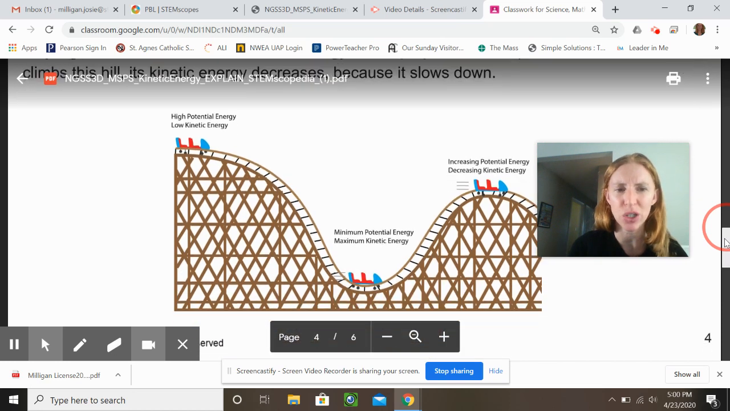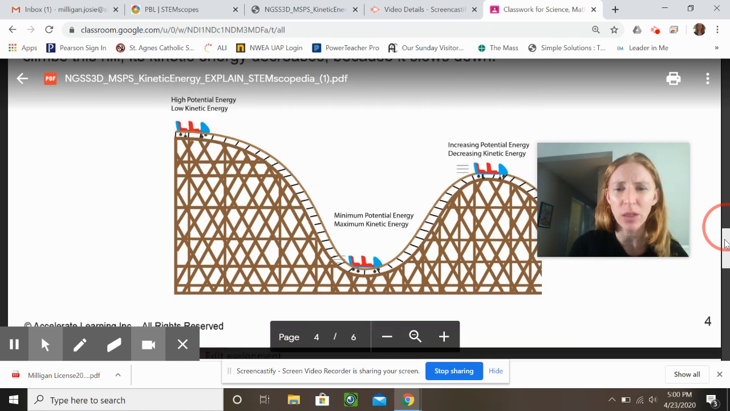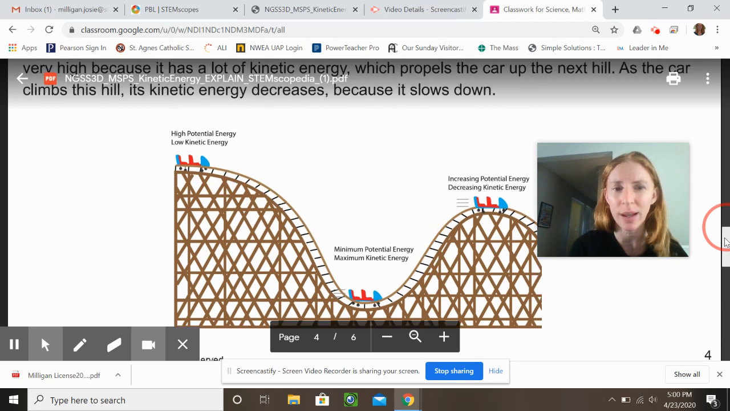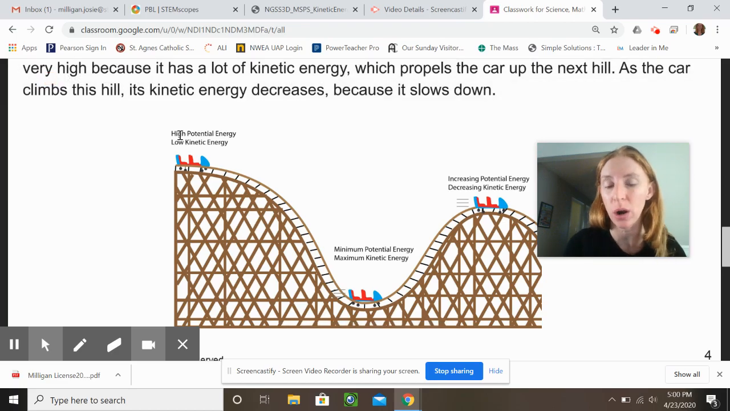So here's the image that we wanted to show you. And when we're talking about the relationship between potential and kinetic, I want you to decide which one's high and which one's low and where those are located. So the very first initial drop has high potential, but zero kinetic because it's not yet moving. At the bottom, it has very little potential, but the maximum kinetic because that's when your speed is going to be the fastest of motion.